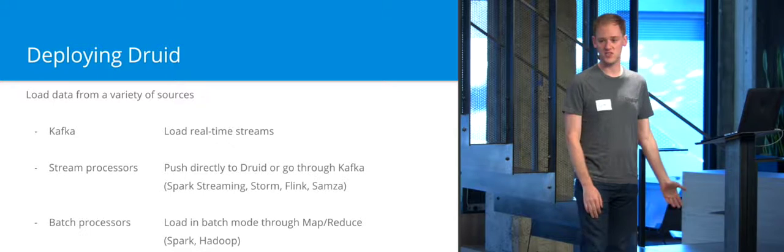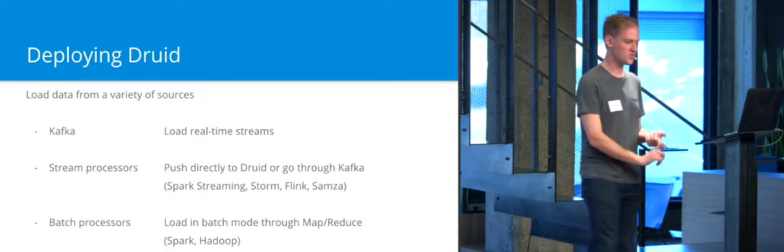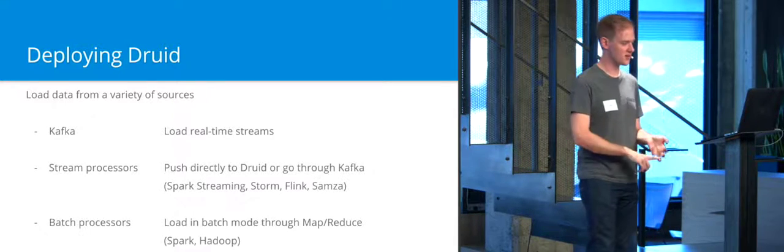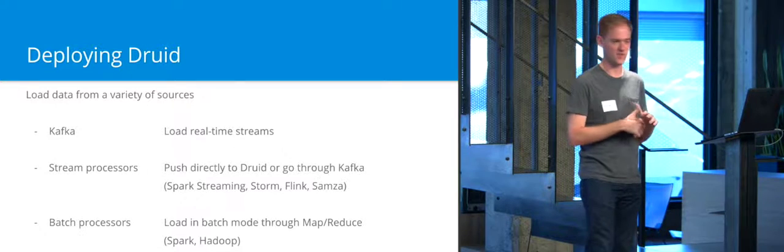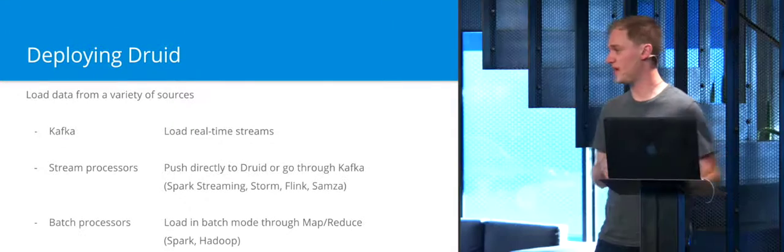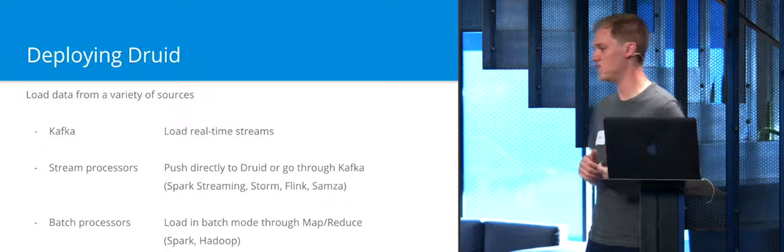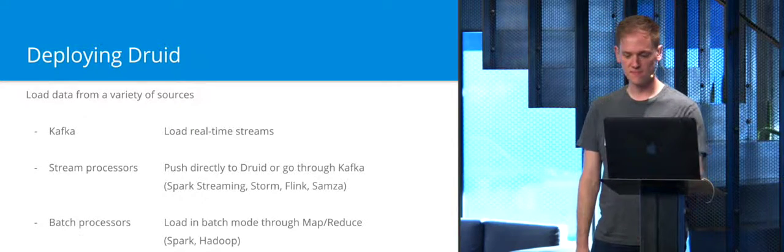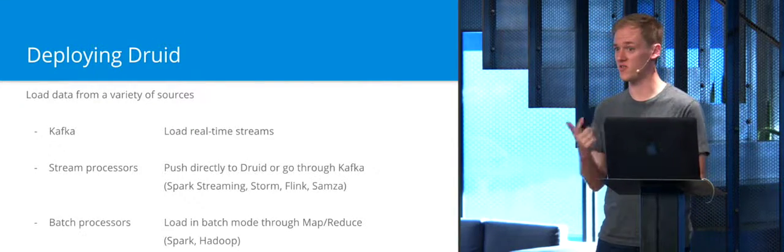We also support a variety of stream processors where you can push directly to Druid or go through Kafka, using Spark Streaming, Storm, Flink, Samza, and a few others. And we also support batch processors. You can load from Spark in batch, or you can load from Hadoop in batch mode. And those batch loads are what you're going to need to do if you want to replace data.